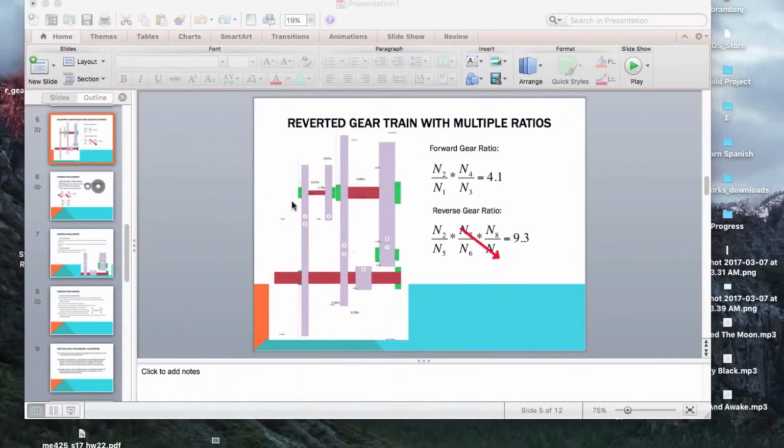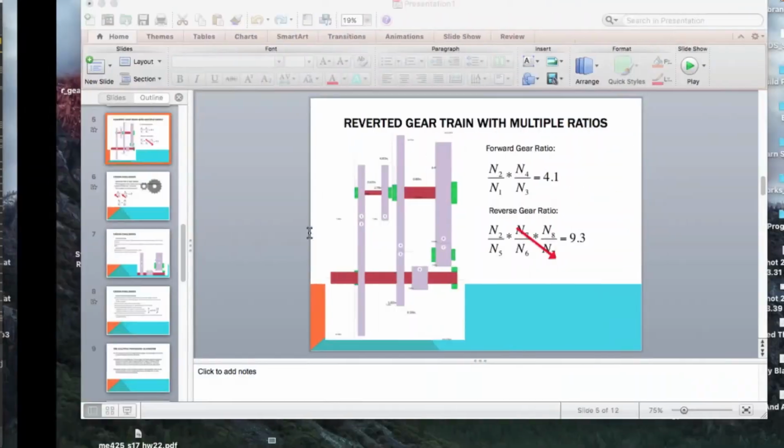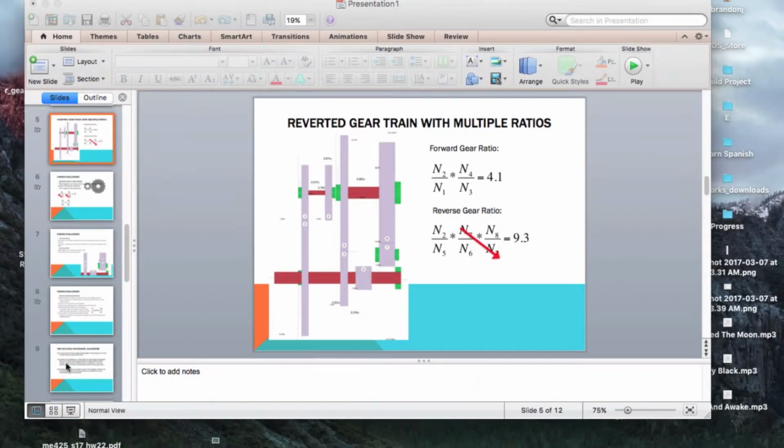Okay, so now, first off, the torque on each gear is going to be different, right?